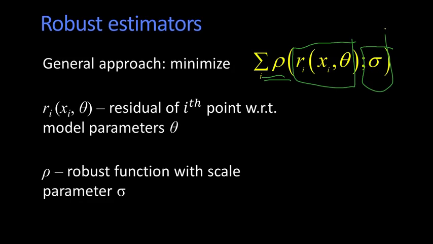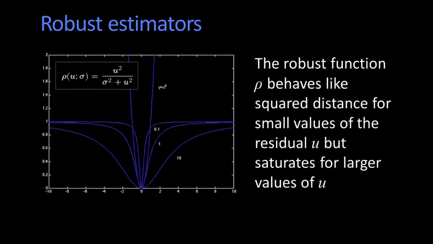We're not going to talk a lot about them. I'm just going to show you one example because it works very simply. So here's one. This is rho as a function of u. U is just going to be that residual, that error. And here's my sigma parameter. And the function that I'm going to minimize is just going to be u squared over sigma squared plus u squared. So let's think a little bit about how that function works, what it looks like.